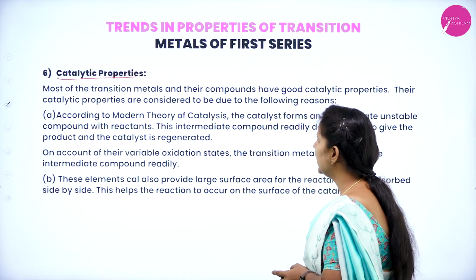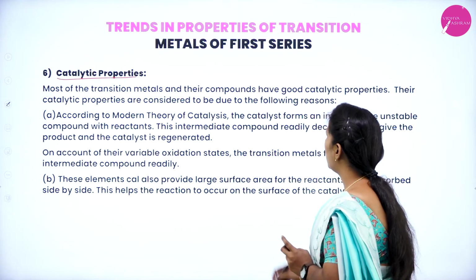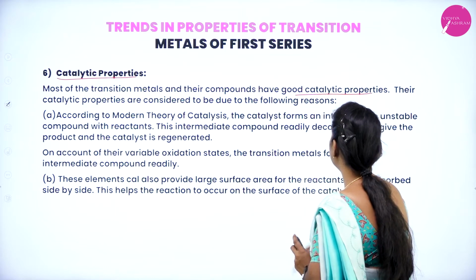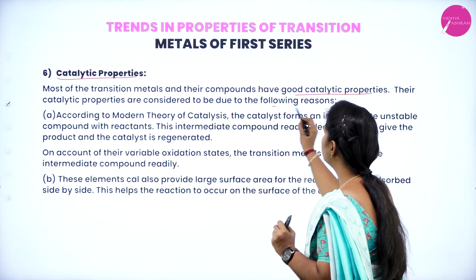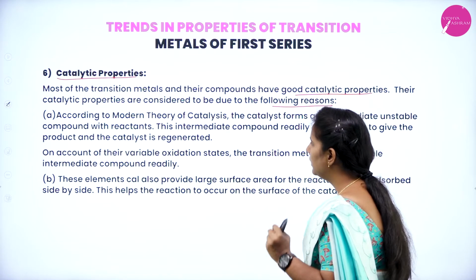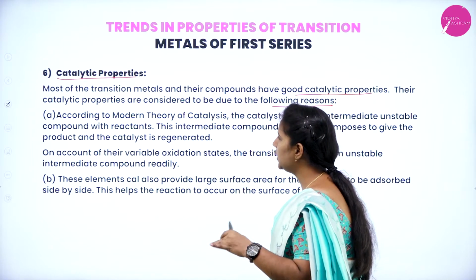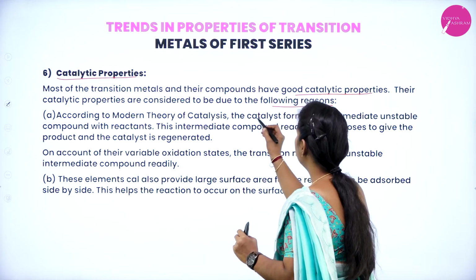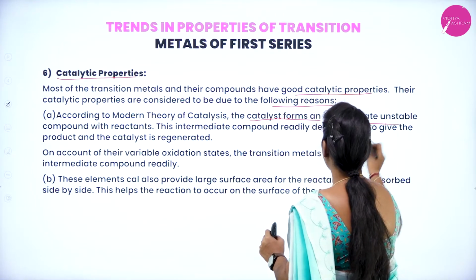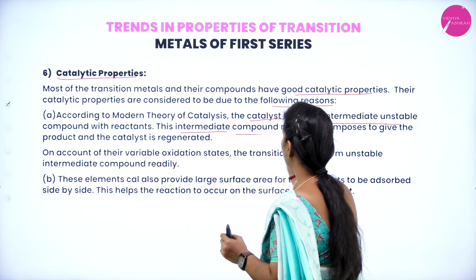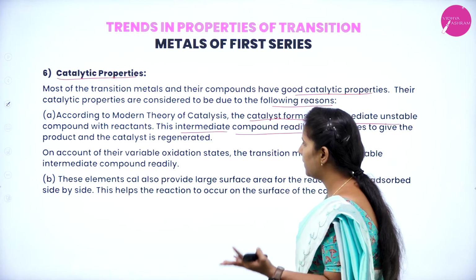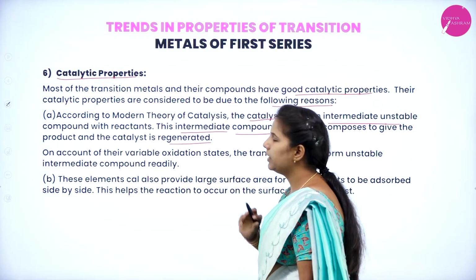Most of the transition elements, metals and their compounds have good catalytic property, and this is considered to be due to the following reasons. The first is, according to the modern theory of catalysis, the catalyst forms an unstable intermediate compound with the reactant, and this intermediate compound readily decomposes to give the product, and the catalyst is regenerated.